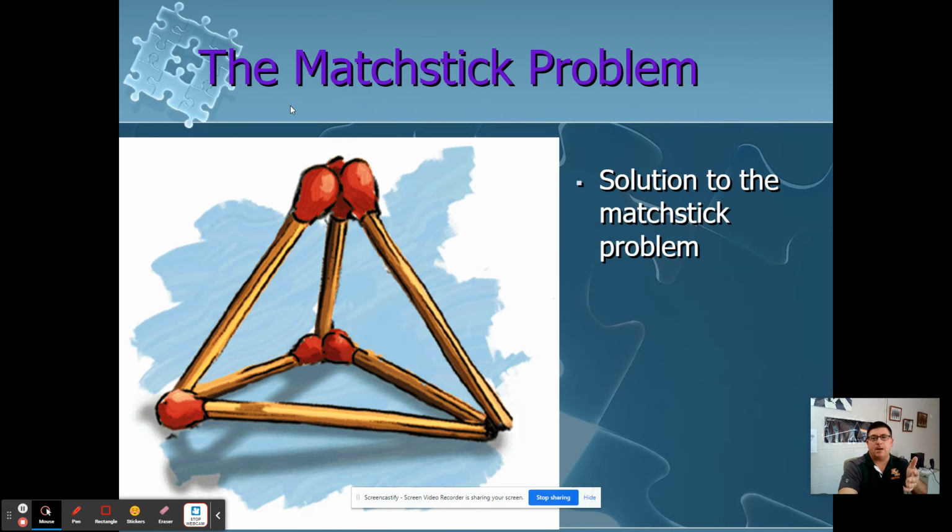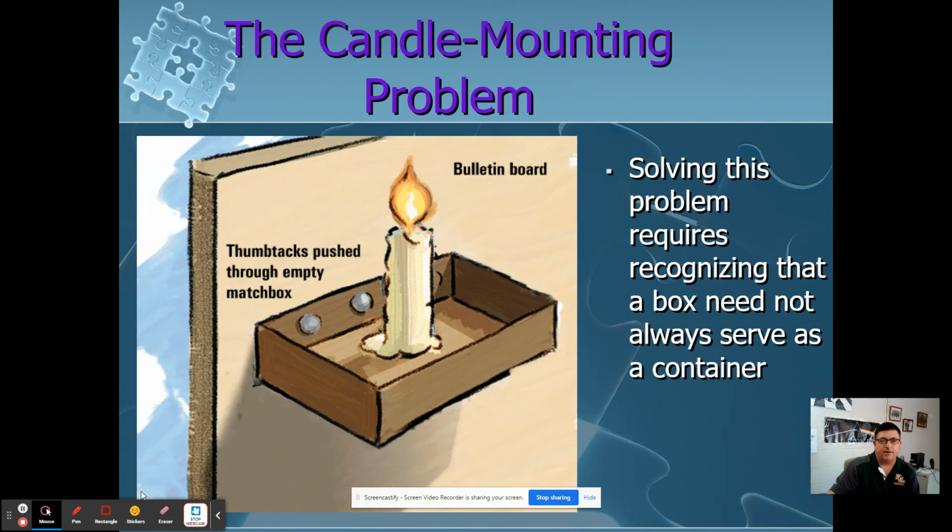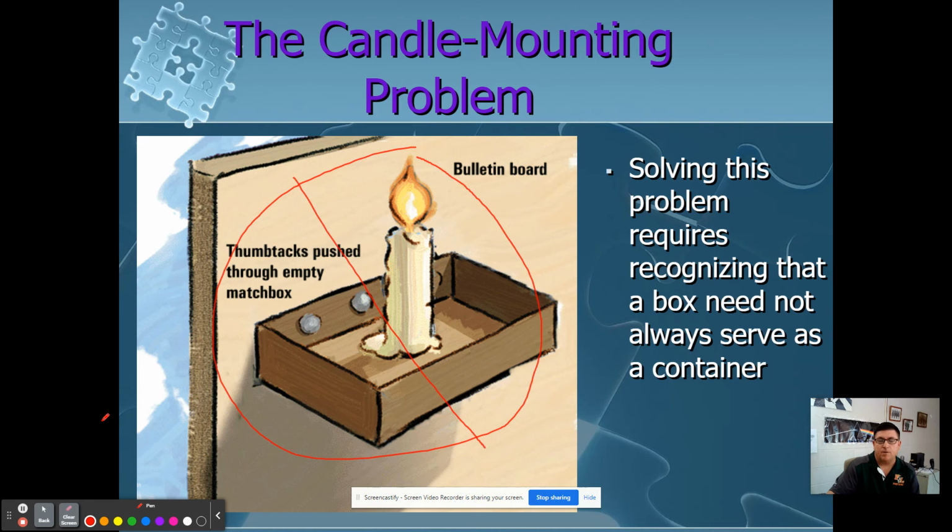There's your matchstick problem solved. Who thought of that? Give yourself a thumbs up. All right. This is for our math people. Here's the equation that could solve all of those. And finally, who mounted the candle on the box on the bulletin board like this? All right, some of you may not have thought of this, and therefore, it was an impediment to problem solving.